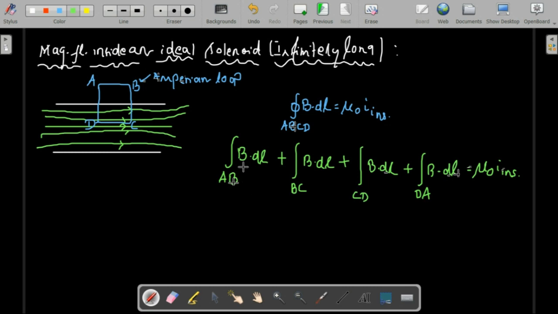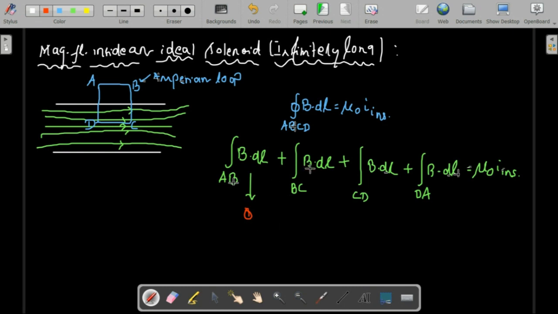So first thing, B dot dl along AB. AB is outside, we can see it is outside, and it's an ideal solenoid, so there is no magnetic field outside. So it is not enclosing any magnetic field outside. So that means this term has to be zero. This term has to be zero.